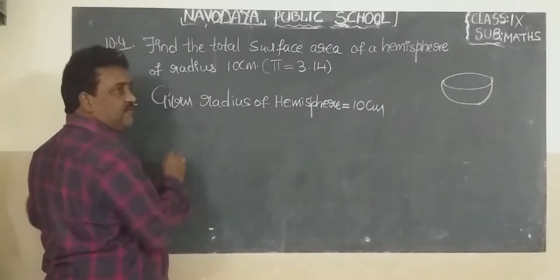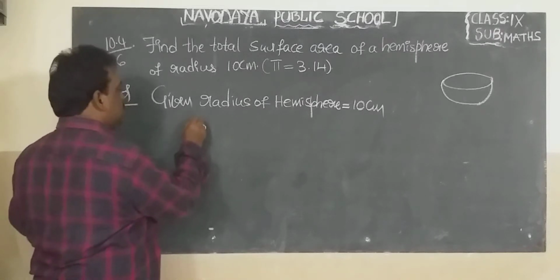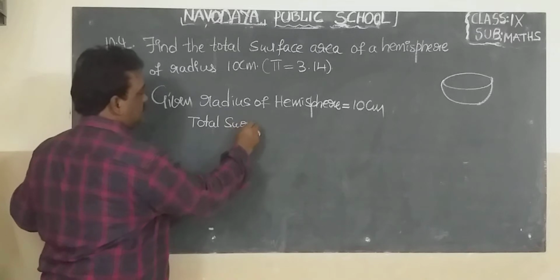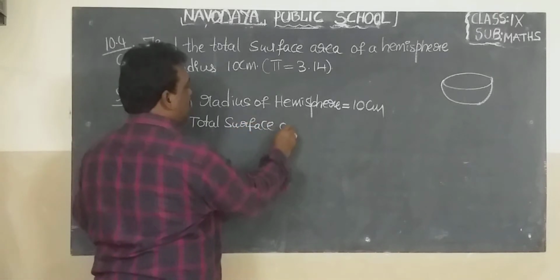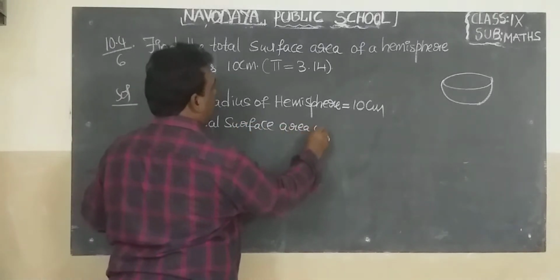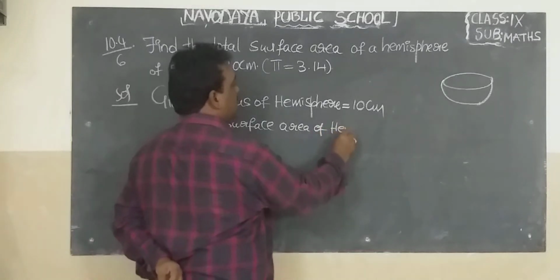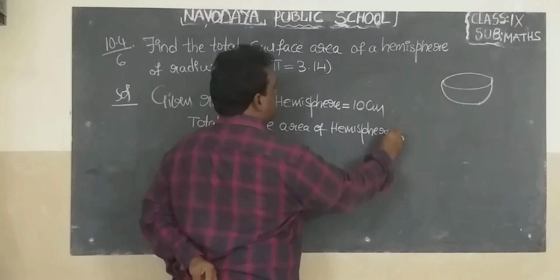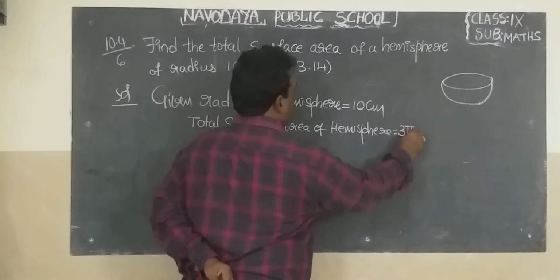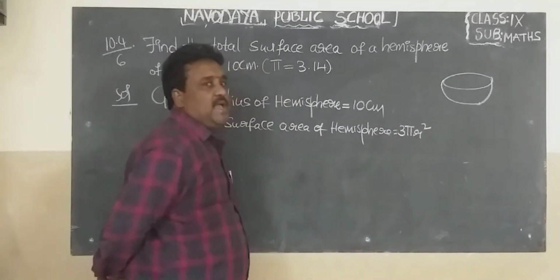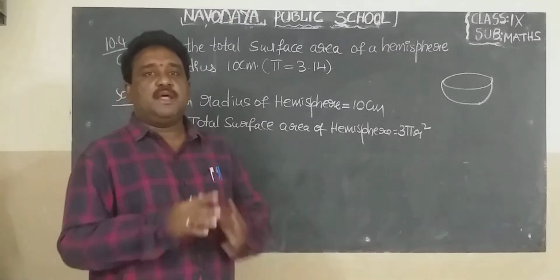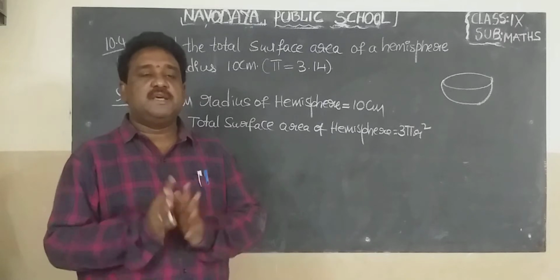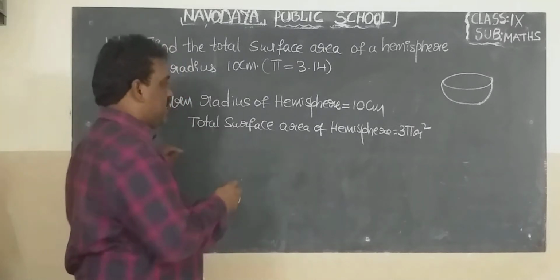What is the total surface area of a hemisphere? 3 pi r square. The total surface area of a hemisphere is 3 pi r square.